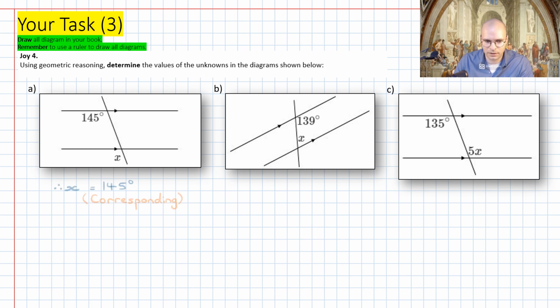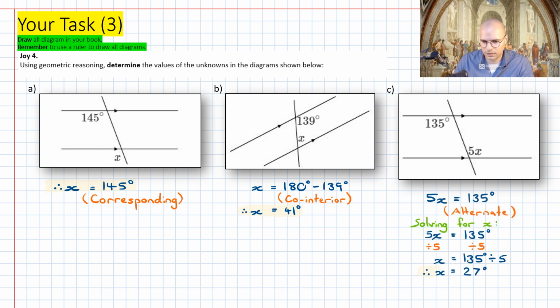Part A. X is equal to 145 degrees by corresponding. B. X is equal to 41 degrees through cointerior. C. X is equal to 27 degrees. Firstly by the alternate angles relationship, and then solving for a single value of x, we divide both sides by 5. Thus, x is 27 degrees.